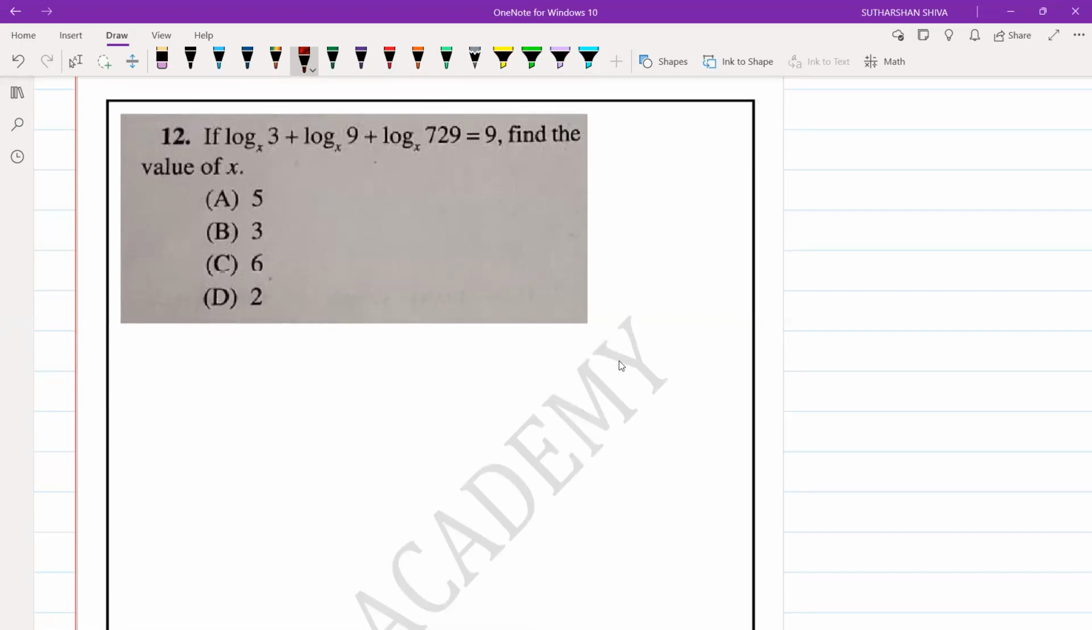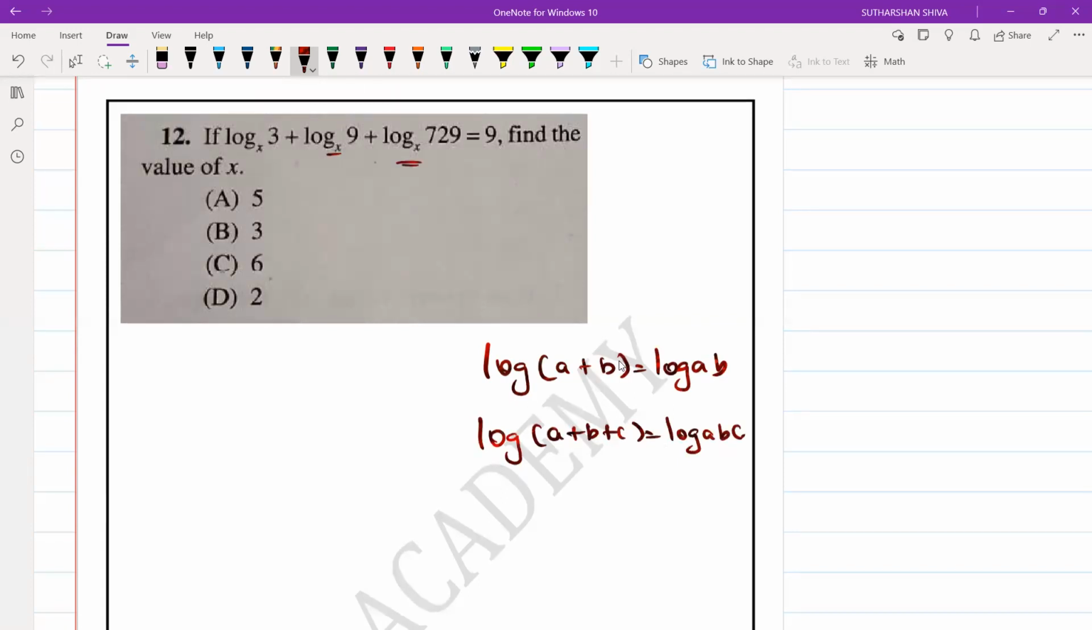An interesting question, which I will give you an easier thing. That is a thing: log A plus log B is equal to log AB. So in the same way, log A plus log B plus log C is equal to log ABC. Correct? What I will do, the bases are same. I will take log x is equal to 3 into 9 into 729. Take a calculator and do what I say. 3 into 9 into 729. What is the value? Log 19683 to the base x is equal to 9.